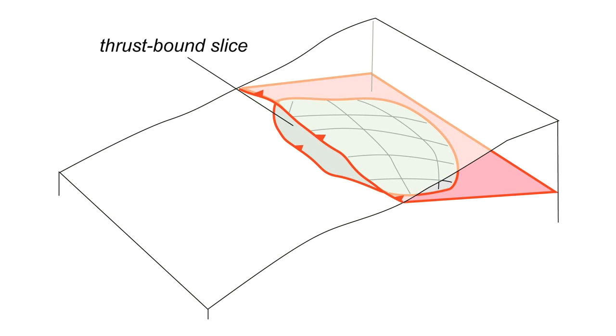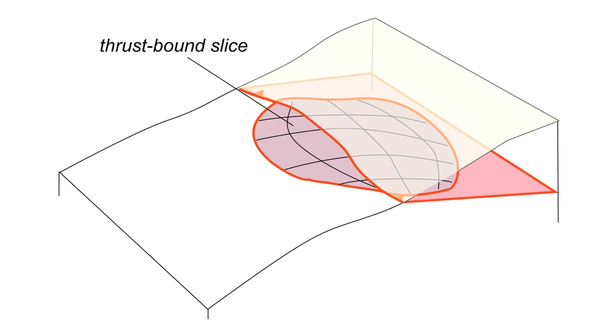Well, of course, this geology didn't just extend here. Before the area was eroded, it continued up into what is now the air. So our thrust-bound slice had an original extent like this.